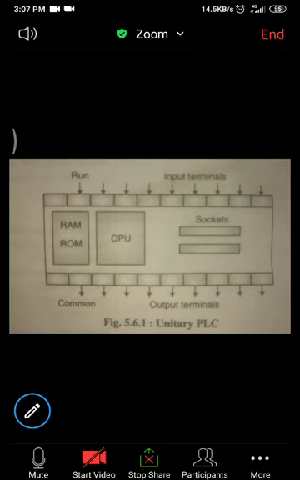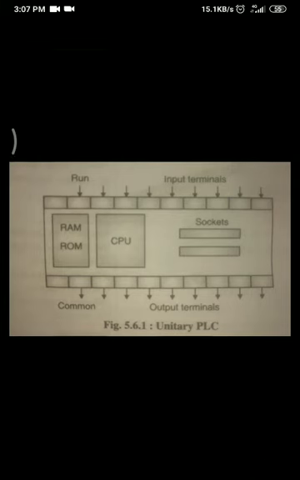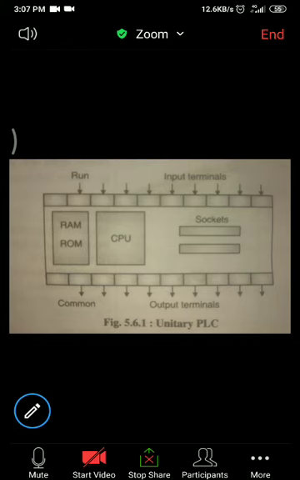As we know, like other controllers, PLC also has a classification. There are types of PLC. There are two major types of PLCs. One is called the unitary PLC, also called the shoebox PLC. And the second is the modular PLC. Modular PLC again has three subtypes: first is the small PLC, second is the medium PLC, and third is the large PLC. So these three are the subtypes of modular PLC.